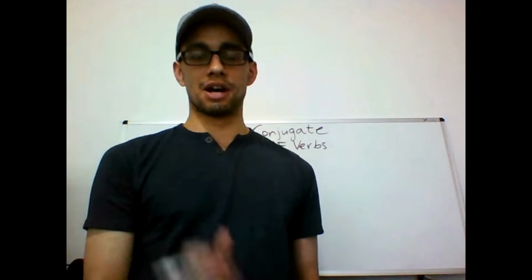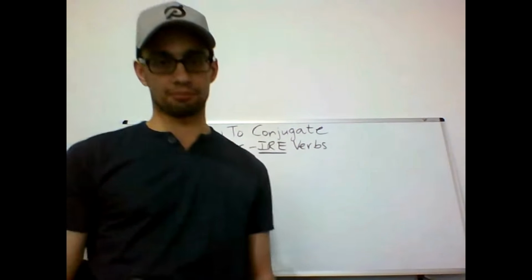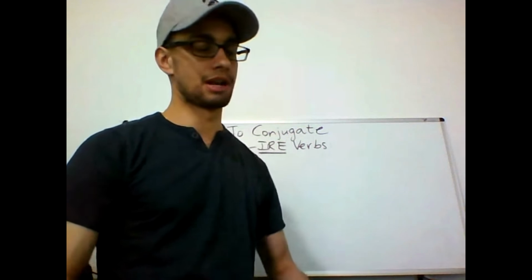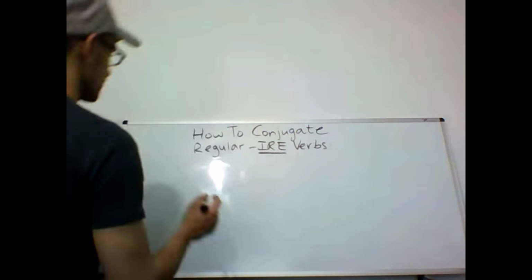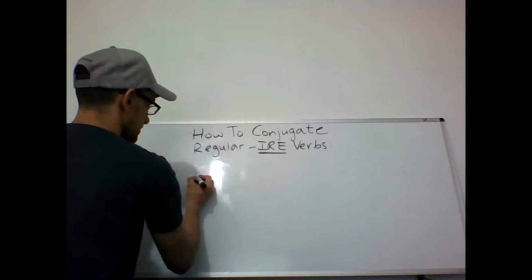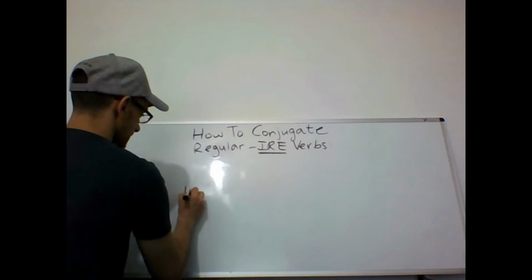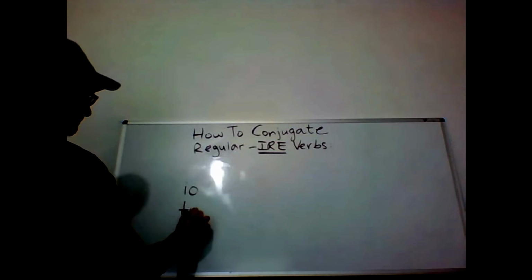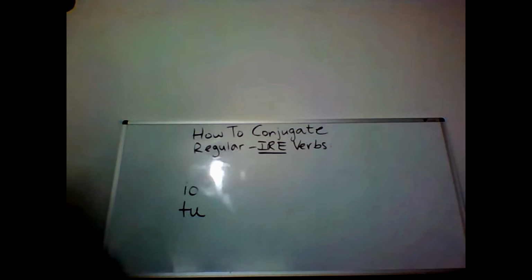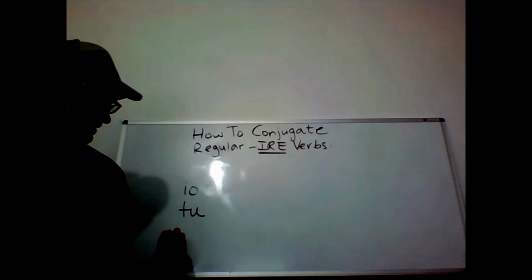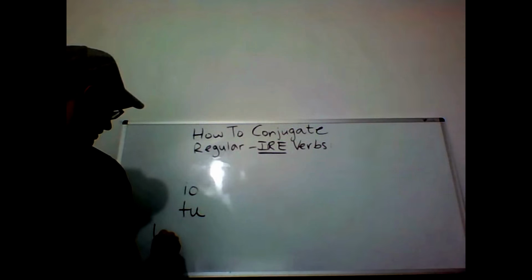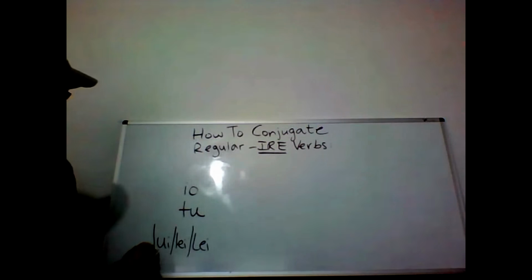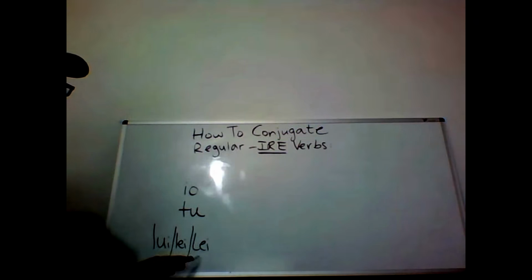And so let's begin. I first want to show you the subject pronouns that basically are used for everything, even in English or in any other language when you construct sentences. So the first subject pronoun is io, and that means I. Second subject pronoun is tu, and that means you. And then we have lui, lei, which means he, she, you polite.